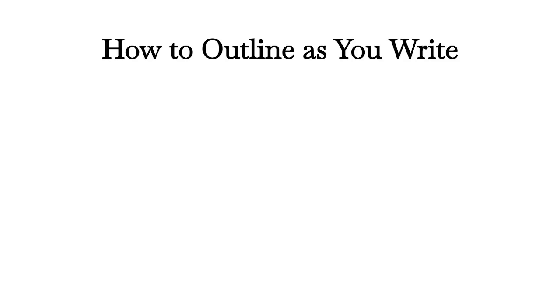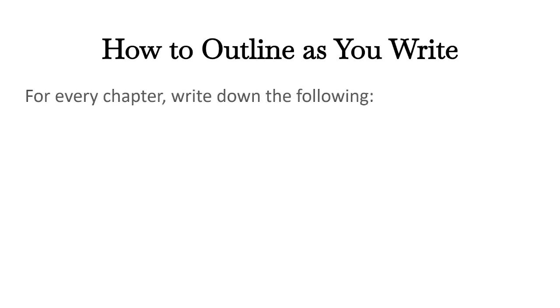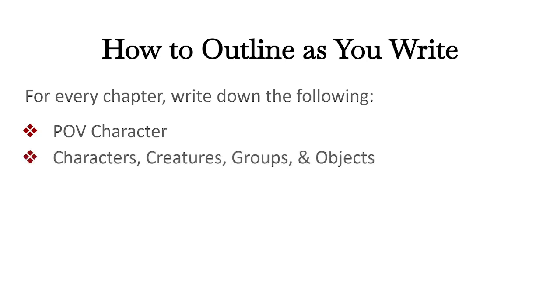How to outline as you write. There's a few simple steps, and you're going to want to do this for every chapter. So you're going to want to write down who the POV character was. You're going to want to write down other characters, creatures, groups, or objects that occur or show up in that chapter. You're going to want to keep track of the locations. And you're going to want to create a summary, very short, of what happened in that chapter.